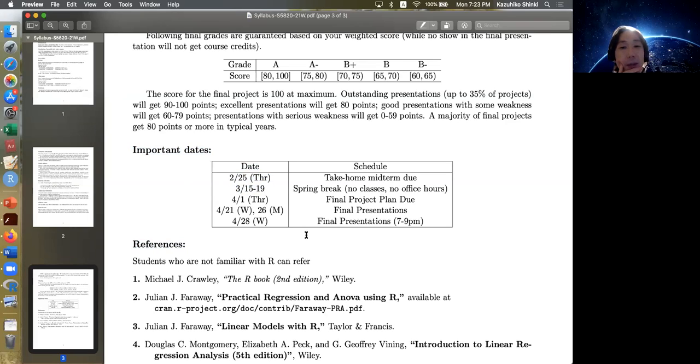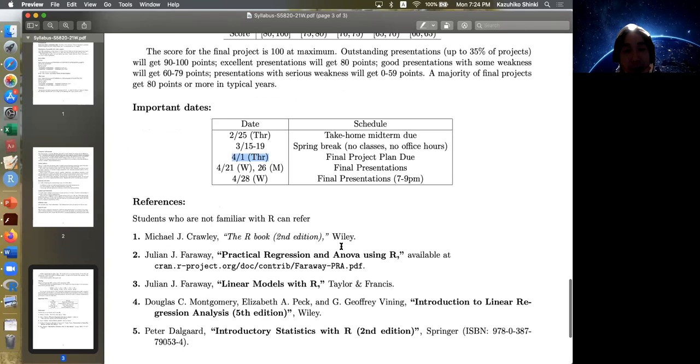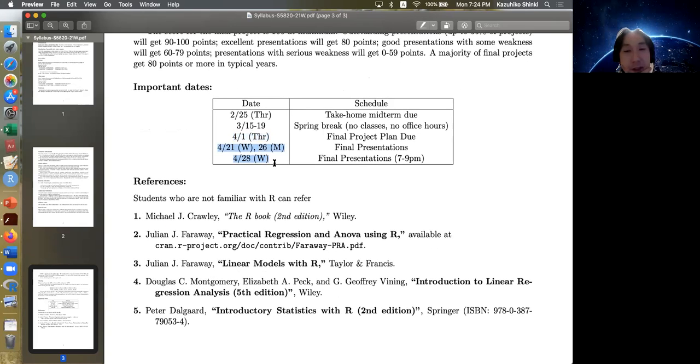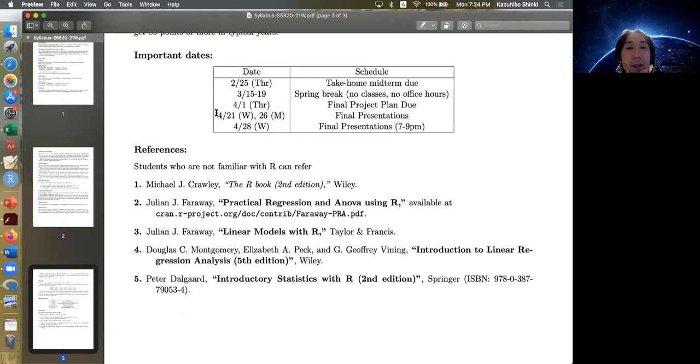Take home midterm, probably, is due on February 25th. And spring break, basically, even if I don't mention it, everyone can recognize it. People say that if you don't know the spring break, ask students. So you should know that. And final project plan due April 1st, and final presentations on April 21st or 26th or 28th. So only 9 students, so possibly we can finish by the 26th, maybe, I don't know. But okay, we will decide it later.